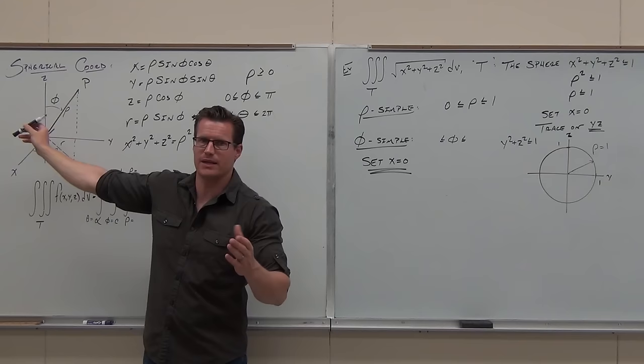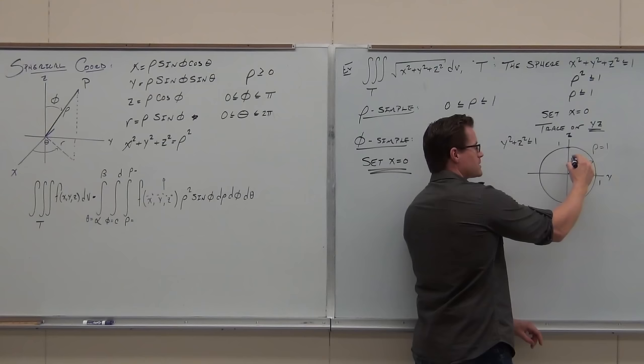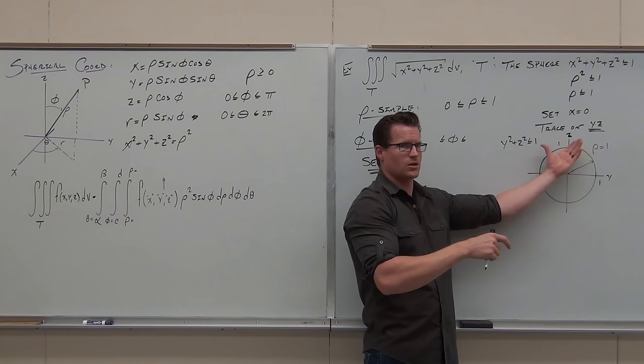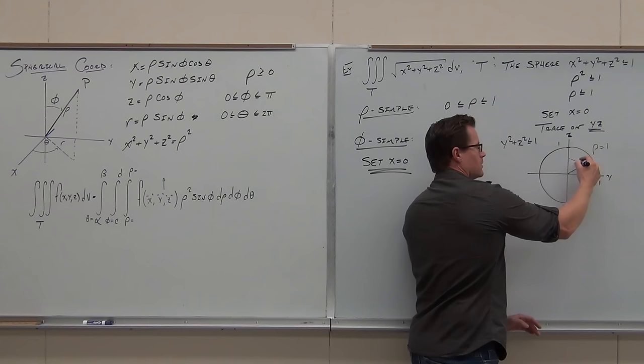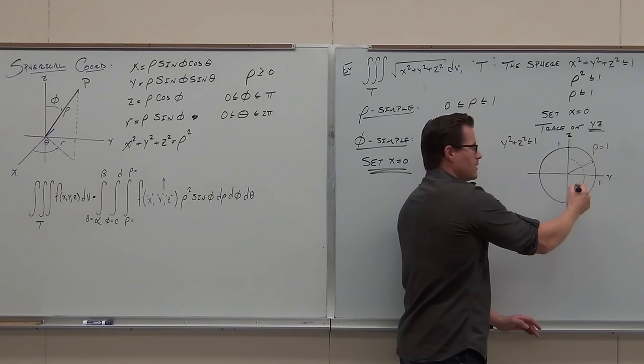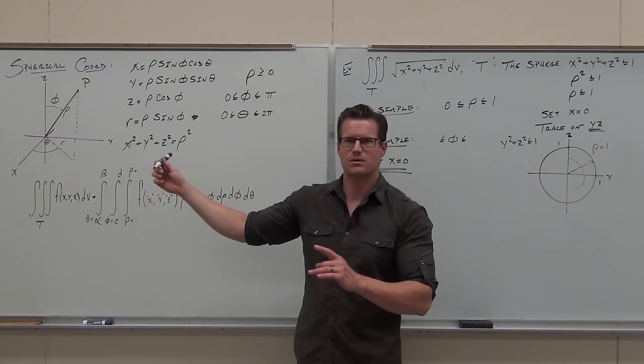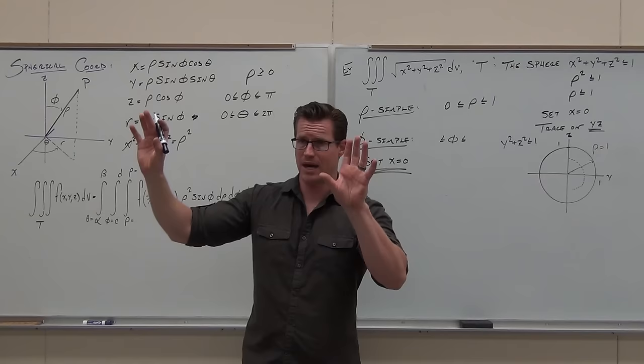How far does this travel to complete this circle? Notice we set x equals 0. We got a trace on the yz plane. That's all it's doing. We're just following this angle around. How far does it go? Does it ever stop? No. But I told you something here. What's the max value? Pi. So this goes from 0 to pi. Do you guys get it? The max value is pi. You cannot go past that.